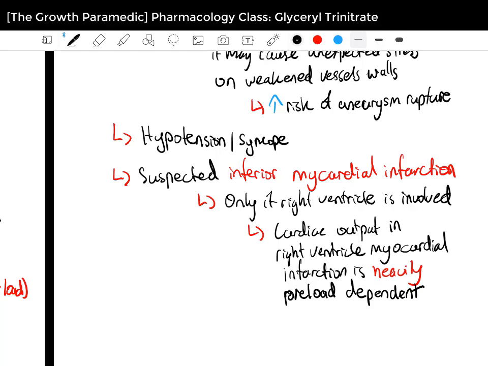I may do that in the ECG Mastery series, but for this one we're mainly concerned about the pharmacodynamics and just some general precautions. Anyway, that ends it for this session. Hope you guys learned something about glyceryl trinitrate, and yeah, I'll see you next time.